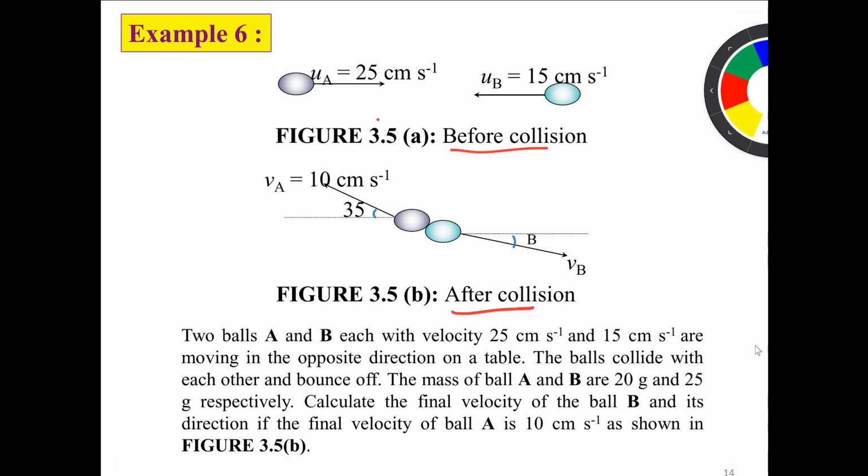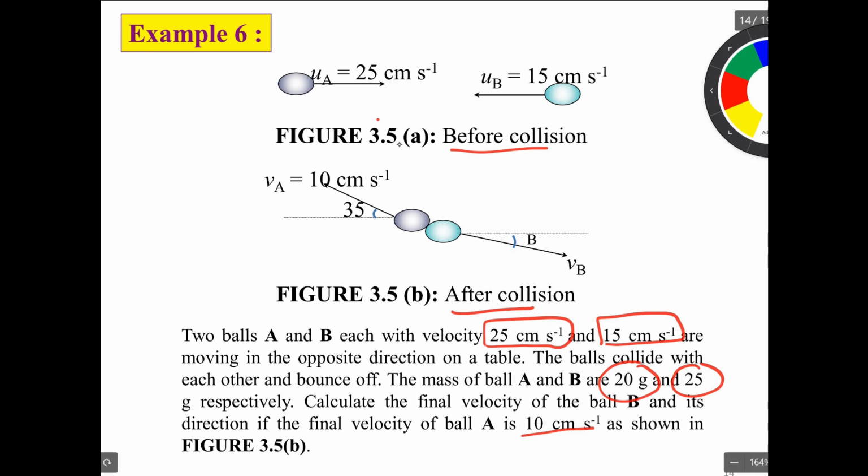Okay, so soalan ni dia bagi velocity of the ball dalam centimeter per second. Kita kena convert to meter per second. Velocity of the ball B pun 15 cm per second. And then dia bagi mass dalam gram, so you must convert to kg. And mass of B pun 25 gram. Initial velocity pun dia bagi dalam centimeter per second. Final velocity untuk ball A.